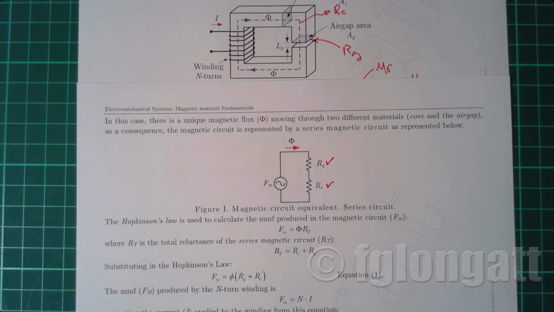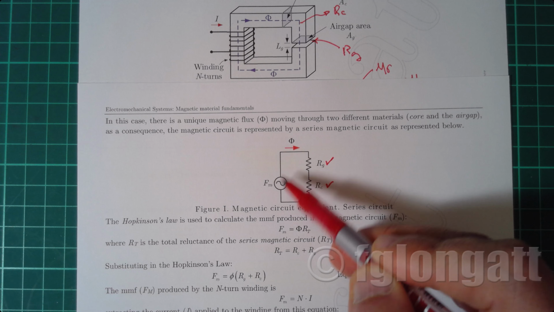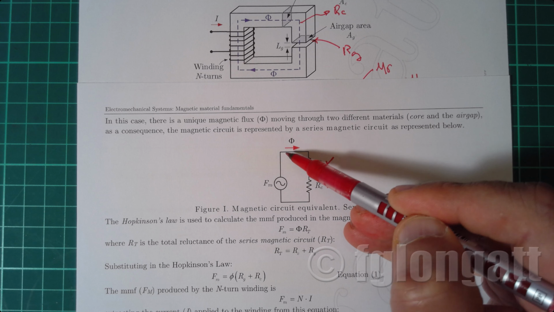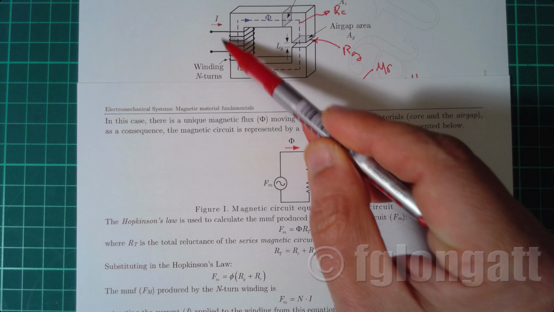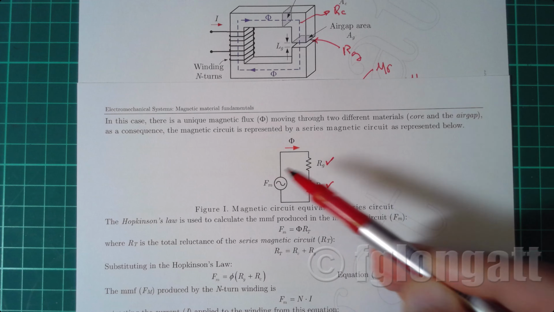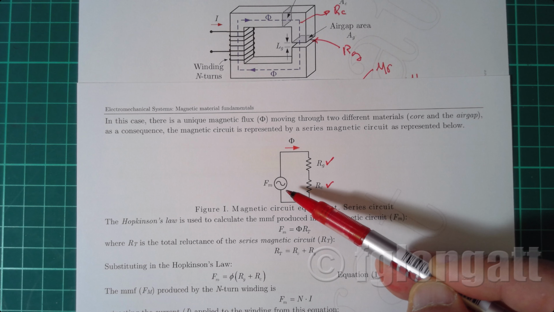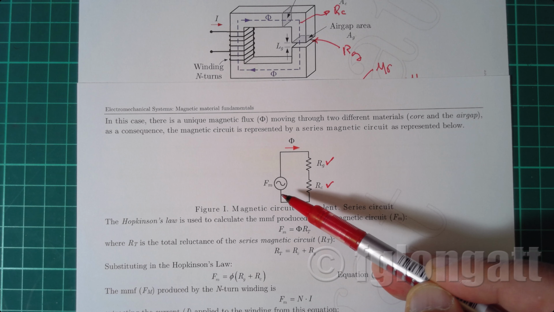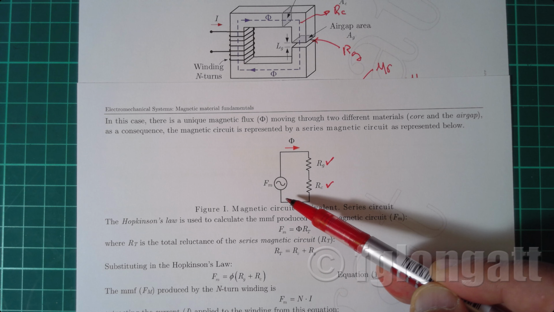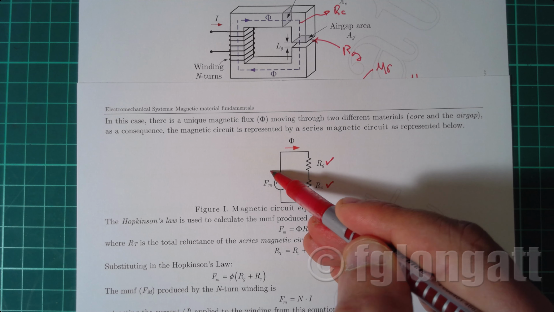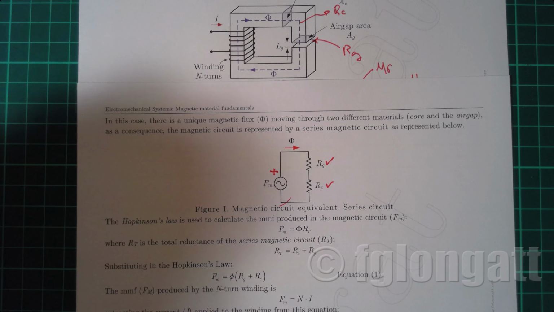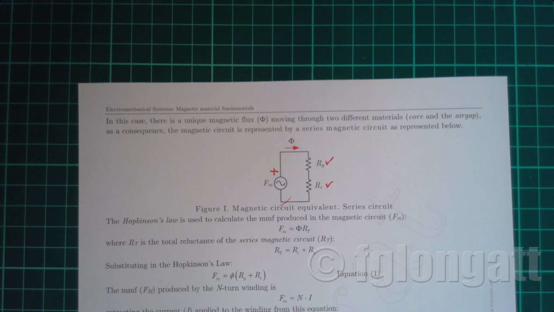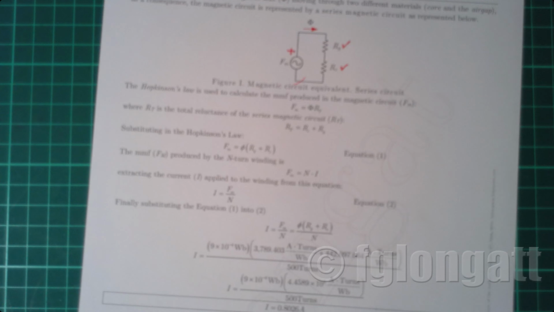And finally, something that you must understand is that you need something creating or establishing this flux, and that is coming from this winding. So in any magnetic circuit, when you have several windings, you will have the same number of sources inside the circuit. In this case, we have a single source because we have a single winding. So now we have something similar to an electrical circuit.